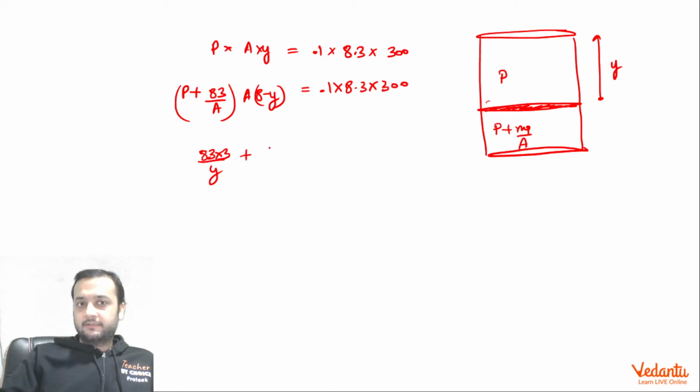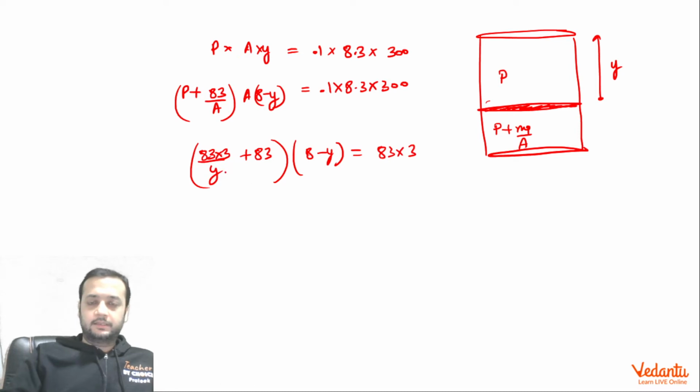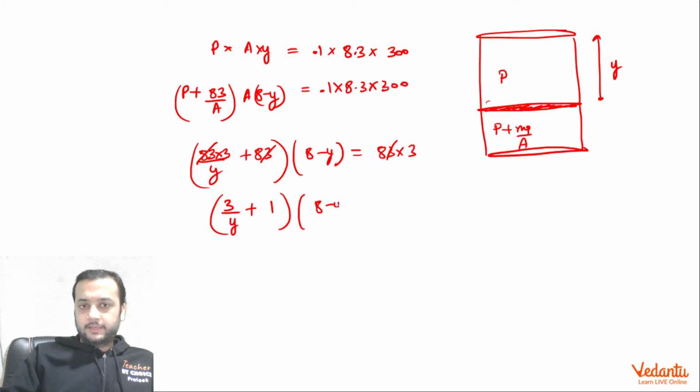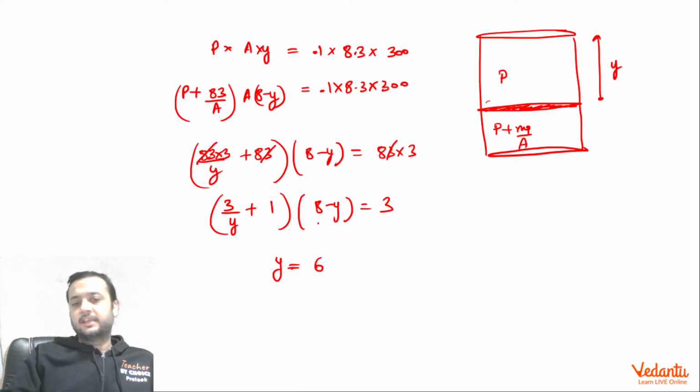Plus this A and A will become 83, right? And this will become 8 minus y, and this will again become 83 into 3, right? So 83 is cancelled, and what are we left with? 3 by y plus 1, into 8 minus y, is equal to 3, right? If you solve this, it is a simple quadratic, and you are going to get y as 6. You can also check that 6 satisfies this equation.